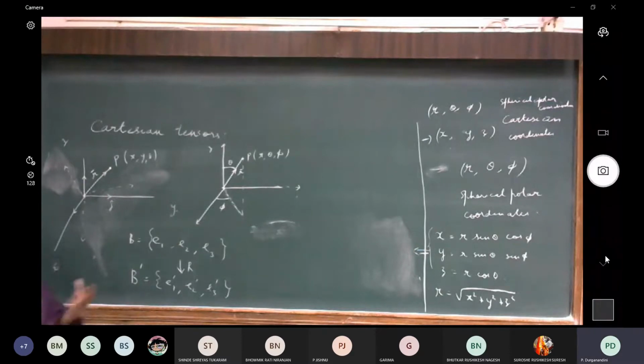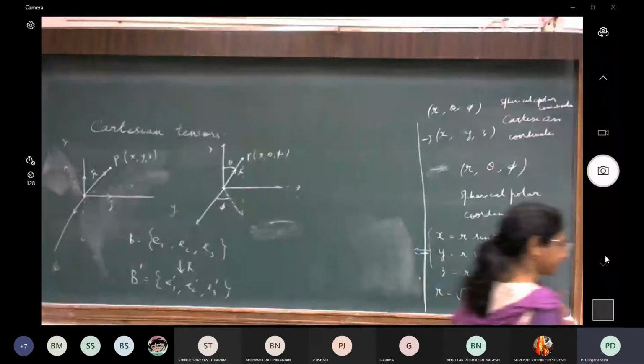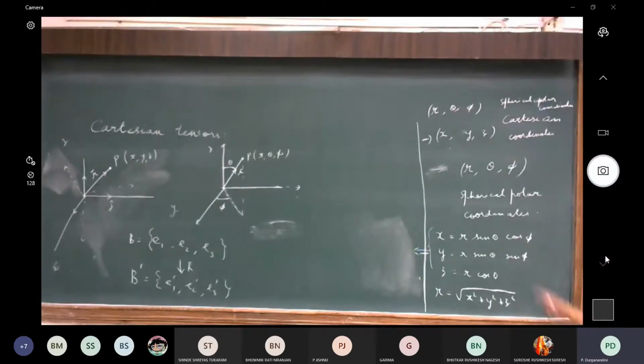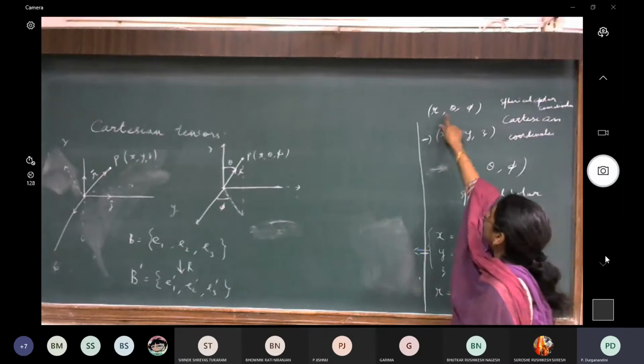The number of coordinates which you require is still the same, because I'm still describing three dimensional space, so I require three coordinates. Here I have x, y, z in the Cartesian system, and in the spherical polar system, I have r, theta, phi. Okay.